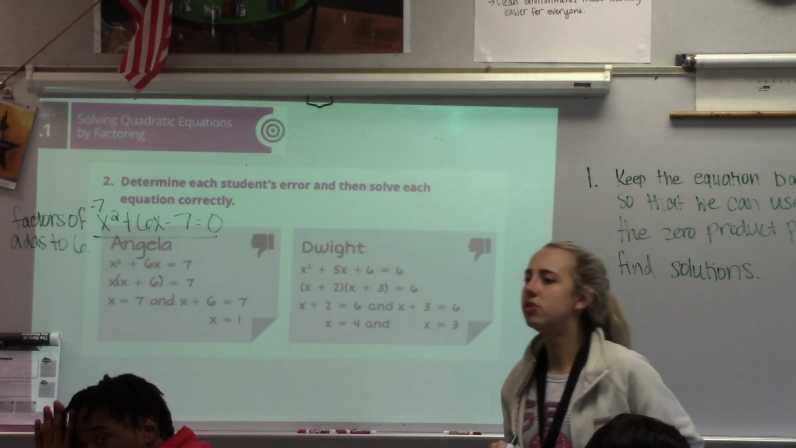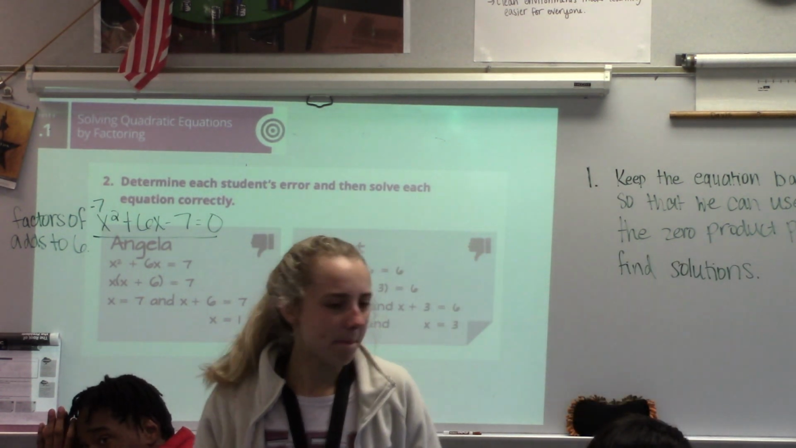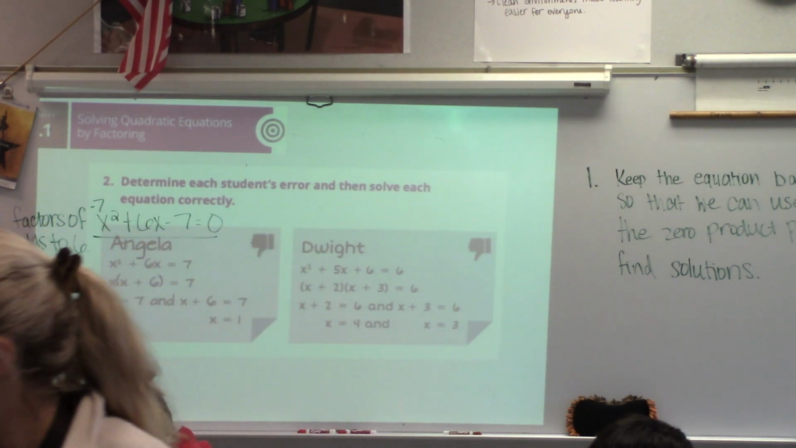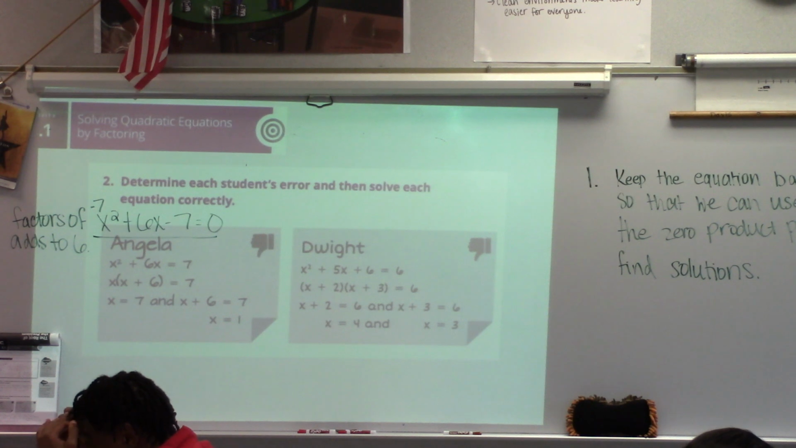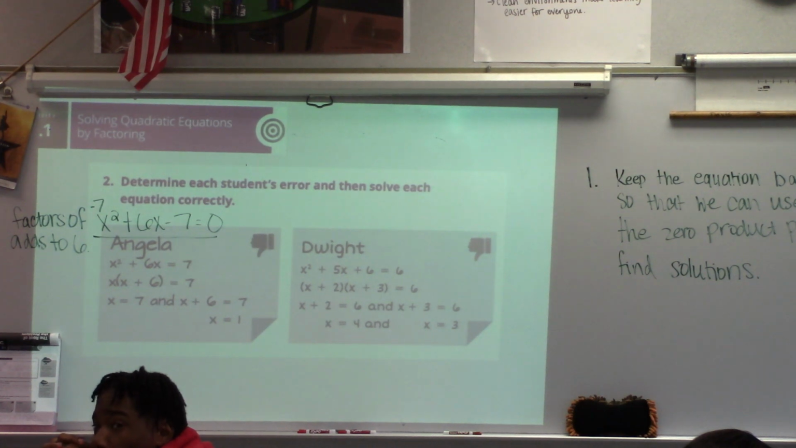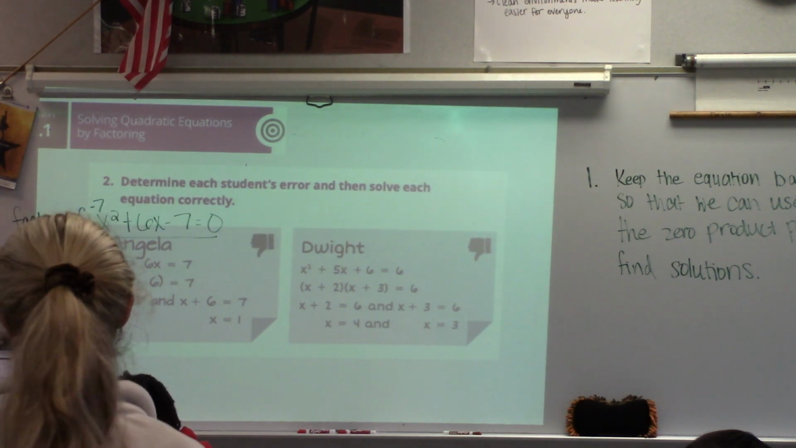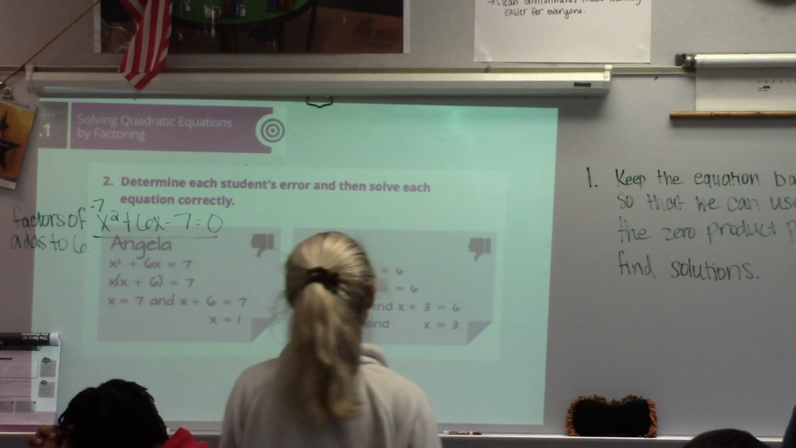Is that what y'all got? So factors, what do we mean by factors? What are the factors of 7? You get 2 answers: 1 and 7. Okay, so what combination of 1 and 7 can I create that's gonna add to 6?